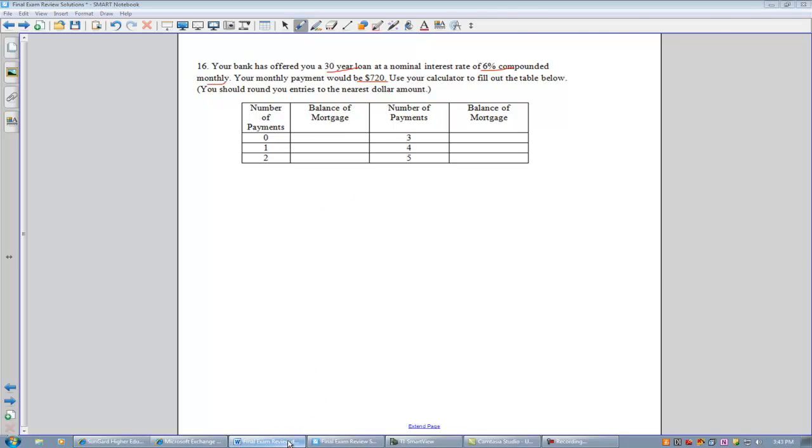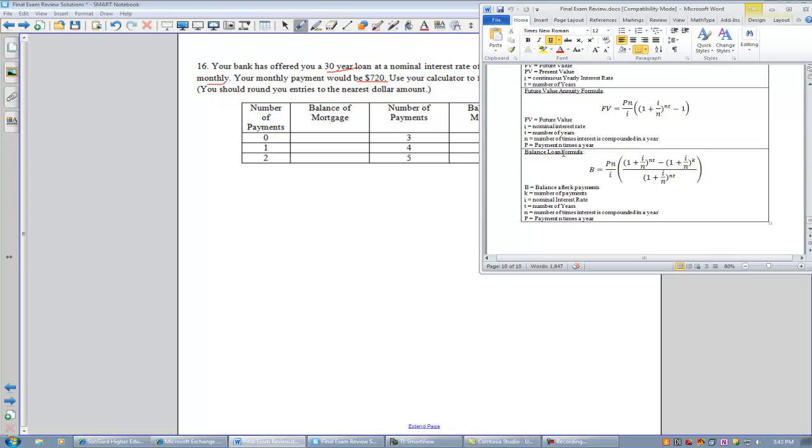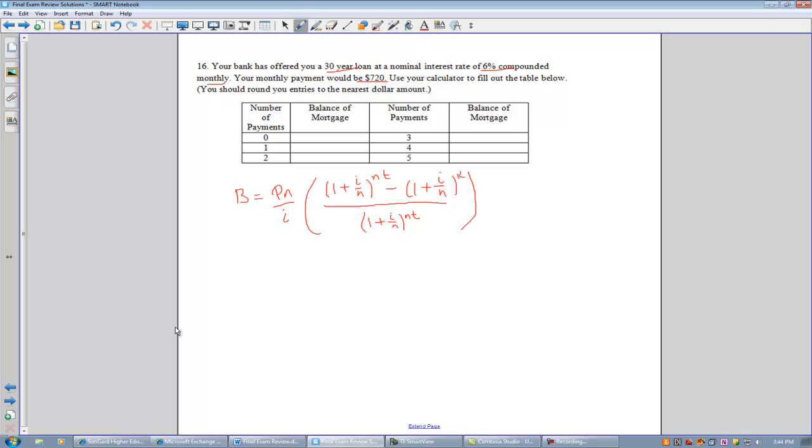And so what I'm going to do is pull up the formulas here, and I know I have to use the balance loan formula because it's asking for the number of payments, and this is the balance, really. So copy down the formula first. B equals P times N over I, all times 1 plus I over N to the NT minus 1 plus I over N to the K, then all divided by 1 plus I over N to the NT. And now the rest of this is just plugging in the numbers for the letters.